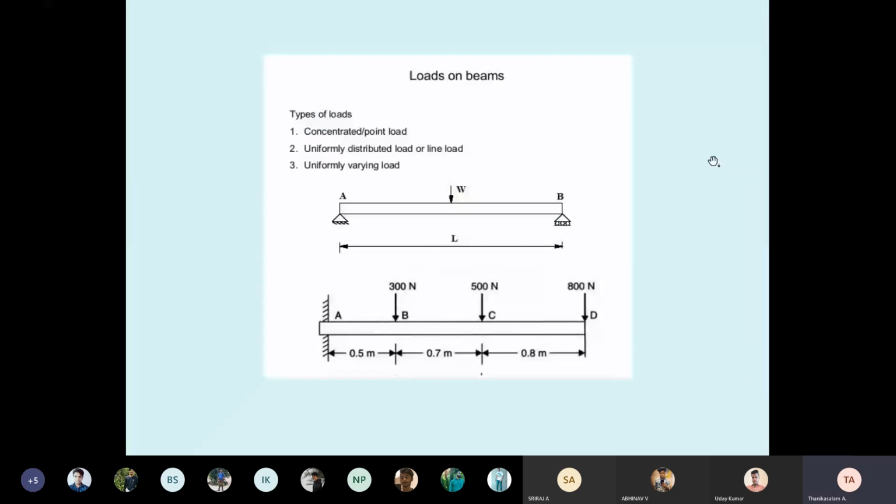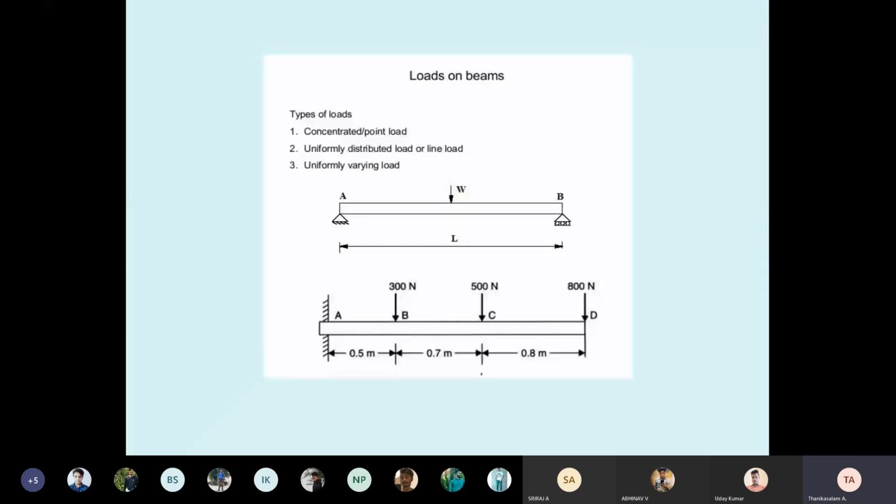So we have seen the types of supports: simply support, roller support, hinged support or pin support, and fixed support. Mainly four supports are used in our day-to-day and engineering applications. You can look at any support and say whether it is simple, roller, fixed, or hinged.